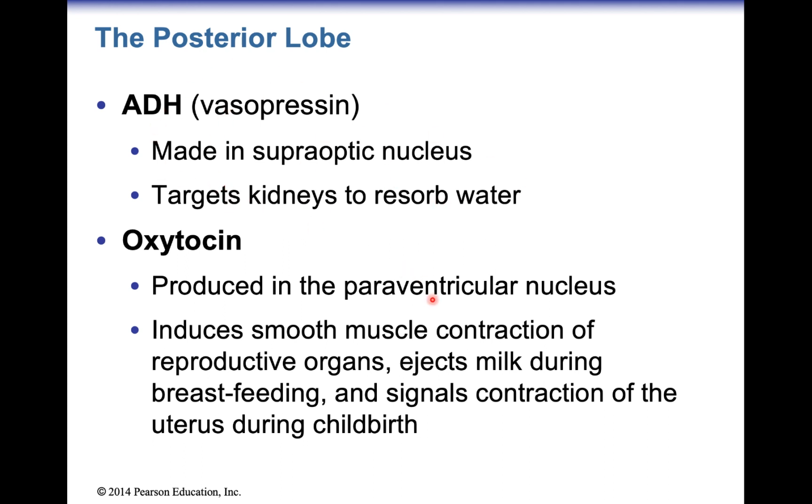The paraventricular nucleus produces oxytocin. Oxytocin is made in both males and females, much lower concentrations in males. But in females, during childbirth, oxytocin spikes to help with the uterine contractions, and it also has a job in milk ejection for breastfeeding.